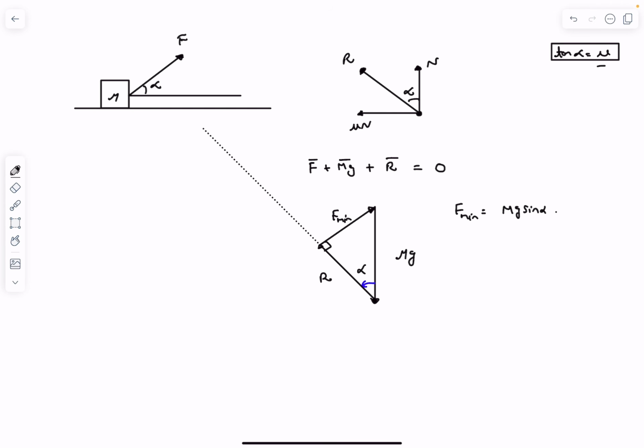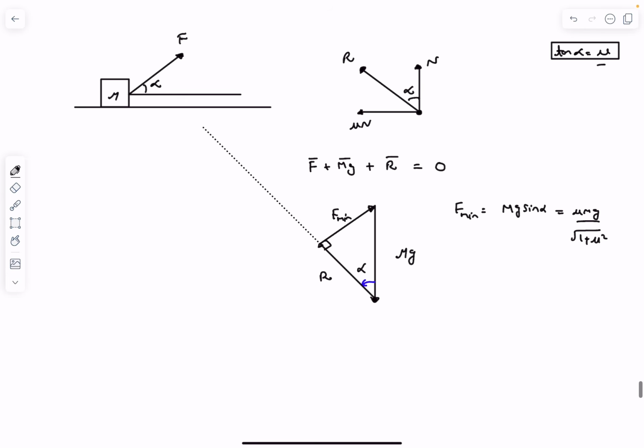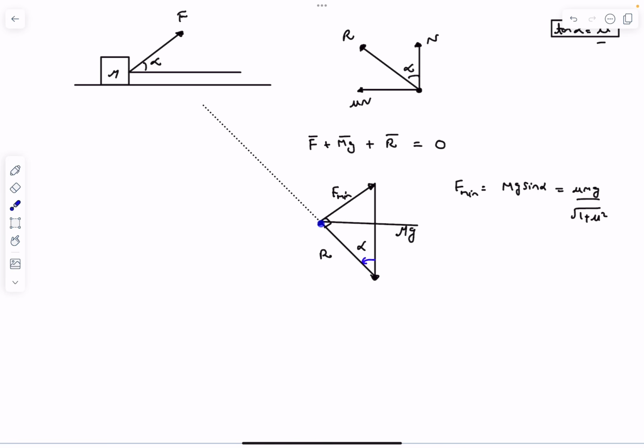Now tan alpha is mu. So sin alpha is going to be mu mg divided by square root of 1 plus mu squared, which most of you guys might already know. But the more important thing I wanted to point out is the angle the F vector makes with the horizontal. This angle is 90 minus alpha, meaning this angle is going to be alpha. The angle the F vector makes with the horizontal is also alpha. And again, alpha is tan inverse of mu.